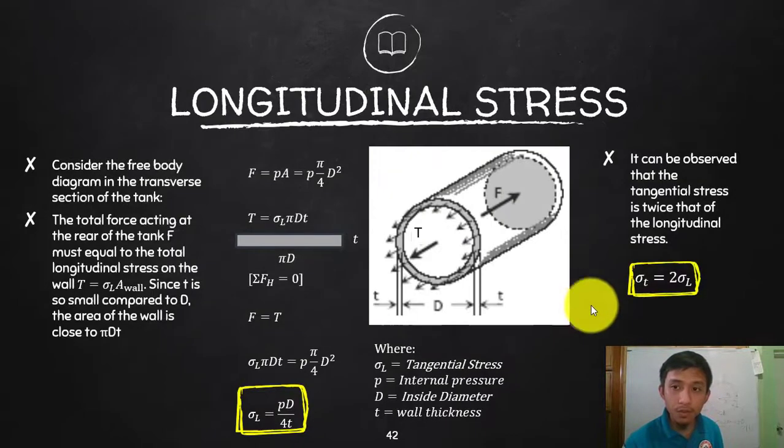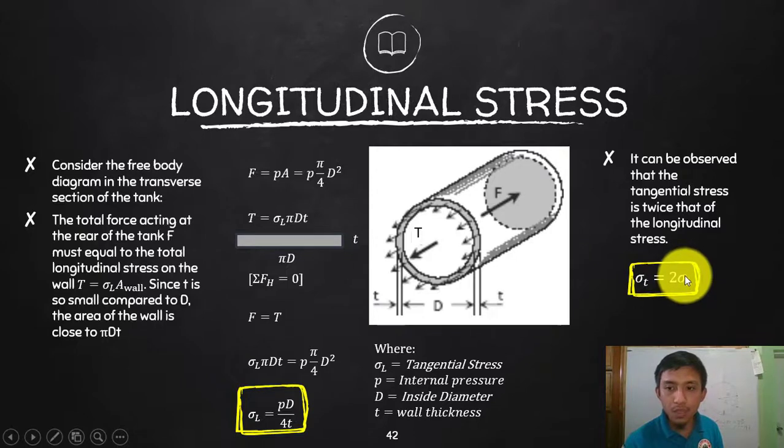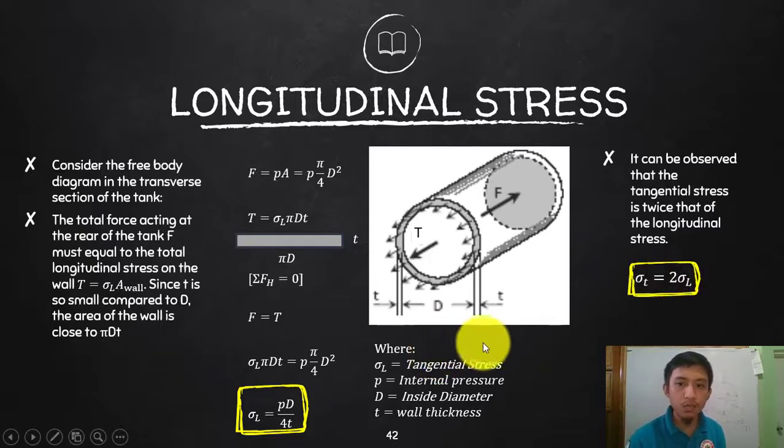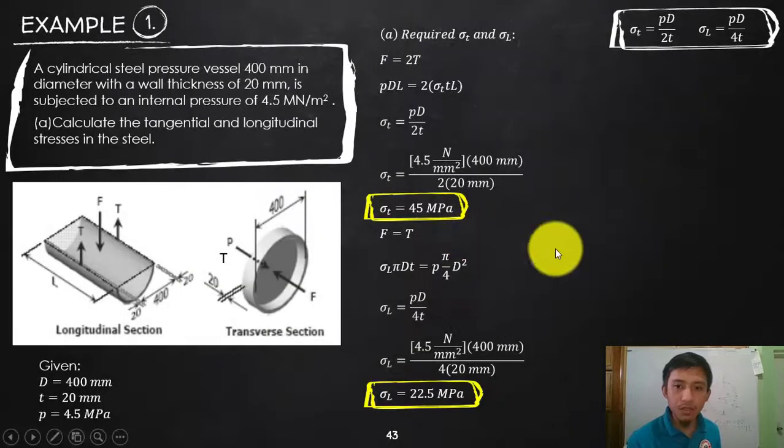Therefore, to relate this longitudinal and tangential stress, the tangential is equivalent to twice the longitudinal. So that is the relationship of the tangential and longitudinal. The tangential is twice the longitudinal stress. So again, which one is more stress? The tangential. The circumference is more stressed than the length. So those are our formulas.